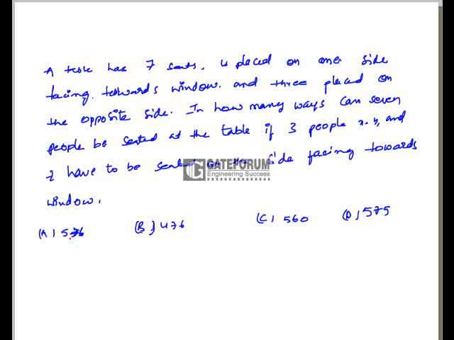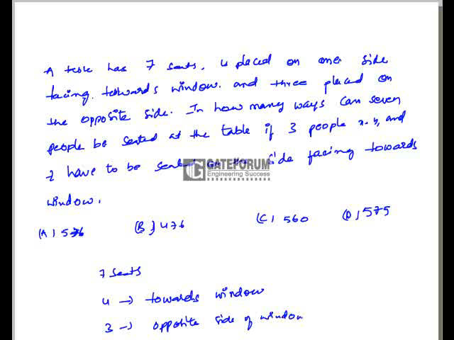A table has 7 seats, 4 placed on one side facing towards the window and 3 placed on the opposite side. In how many ways can 7 people be seated at the table if 3 people x, y and z have to be seated on the side facing towards the window? Here it is given that there are 7 seats, out of which 4 are facing towards the window and the remaining 3 are facing towards the opposite side of the window.